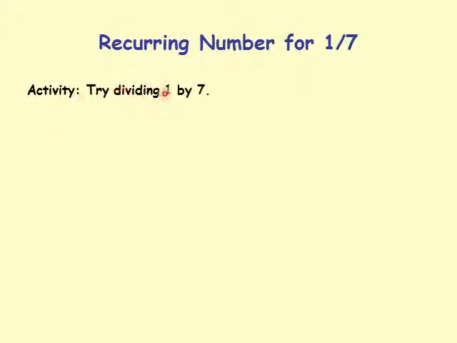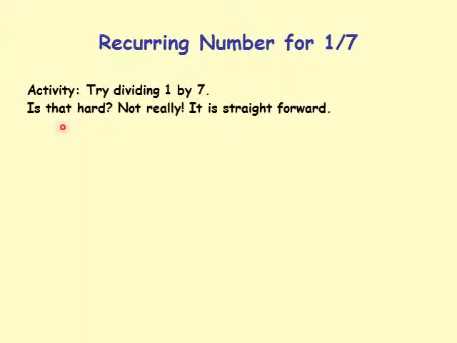Let's try dividing 1 divided by 7. If you do that, is it hard? It's not really that hard. You just divide by a single digit, and we just keep adding zeros after the decimal place. It's straightforward. And what's the quotient? Did you get that number? 0.142857, and continuing the same numbers.